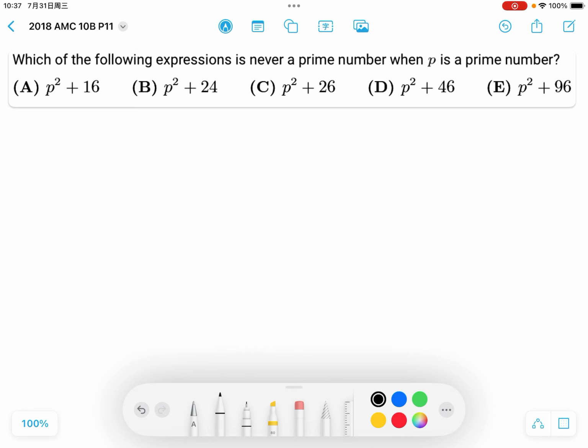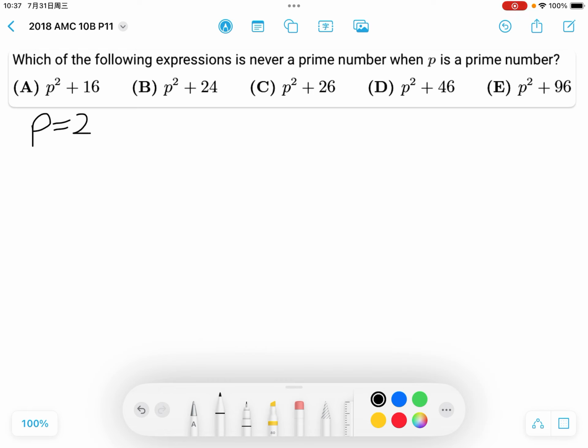So let's just try and eliminate our answer choices to get the right answer. For the prime numbers, I reckon you should memorize prime numbers under 100 because that's really important, and it will save you a lot of time in these types of problems. So let's start with p equals 2.